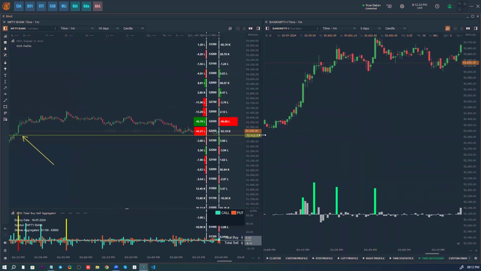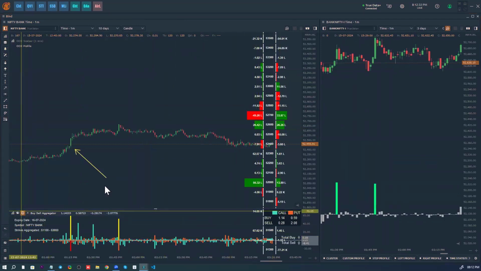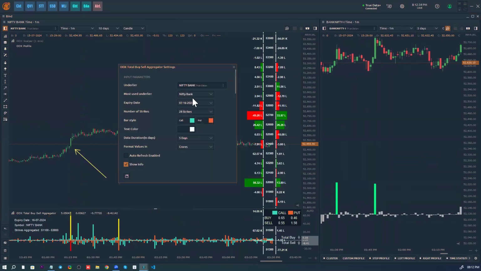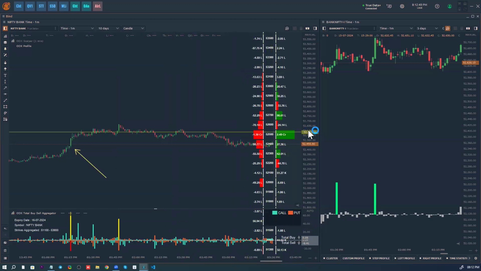For the indicators, there is nothing much you have to do. All you have to do is apply the ODX profile and the total buy sell aggregator. Make sure that you choose the strike selection properly. If you run the updater, we have now given 24, 28, and 20 strikes, so you have multiple options as well. You can choose 16 to 20 strikes, for both the total buy sell aggregator and the ODX profile.